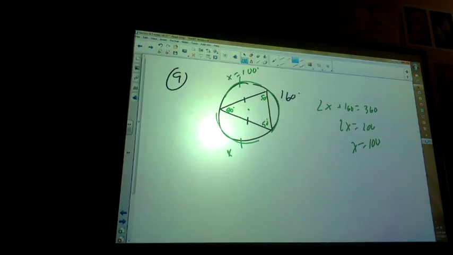Okay, so how do you differentiate the ones where it's half of the arc and then the ones that are the same as the arc? Do you know what I mean? If the corner of the angle is on the circle, it's half of it. If it's a central angle, it's equal to it. Okay. Anything else from the homework?